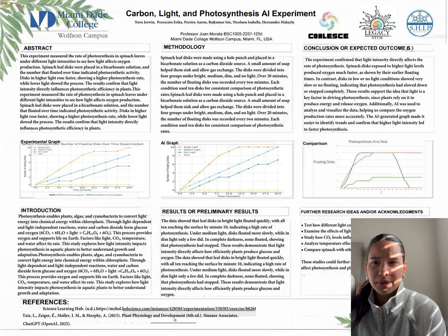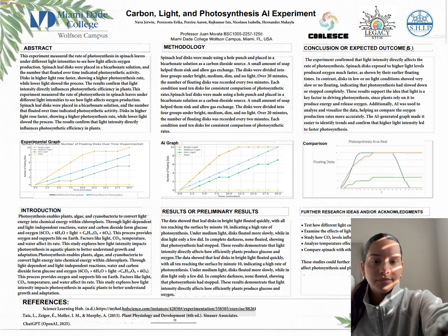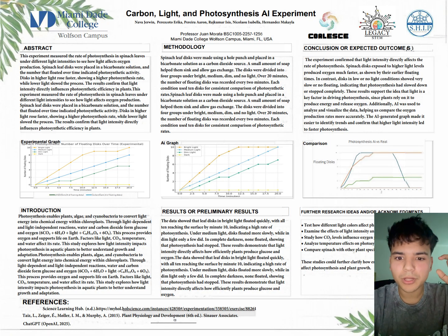But in our experiment, we focused specifically on light intensity. We wanted to see exactly how changing light brightness would impact the rate at which photosynthesis happens in spinach leaves. To test our question, we used a floating leaf disc method.